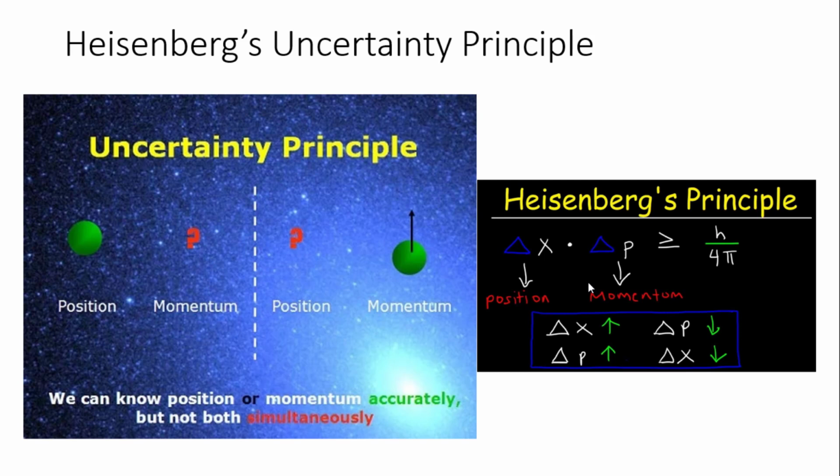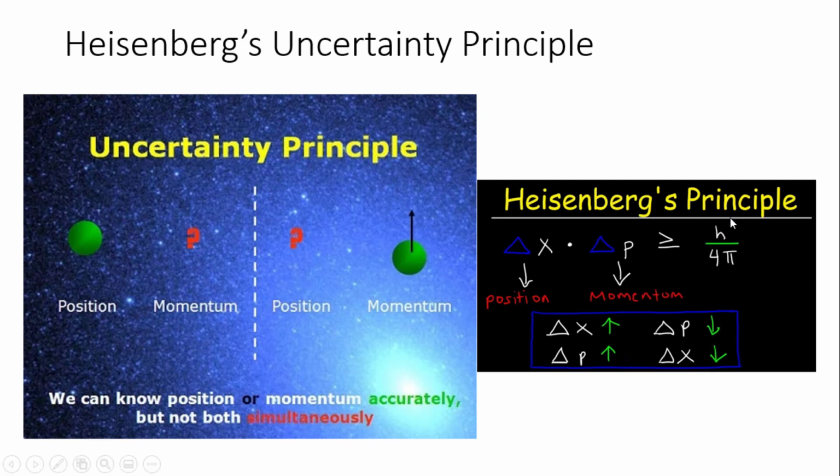There's also something called Heisenberg's uncertainty principle, and this applies especially to electrons. Basically, the more you know about the position of a particle, the less you know about its momentum. Again, its mass and its velocity. And vice versa. The less you know about the position, the more you can know about the momentum of the particle. This equation here applies.